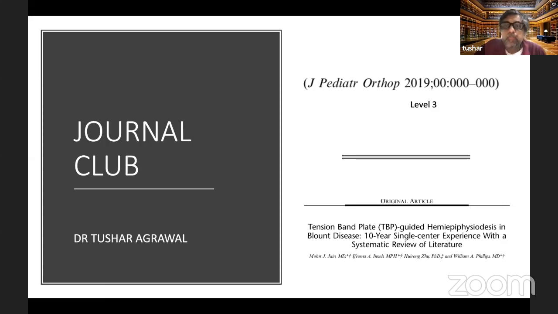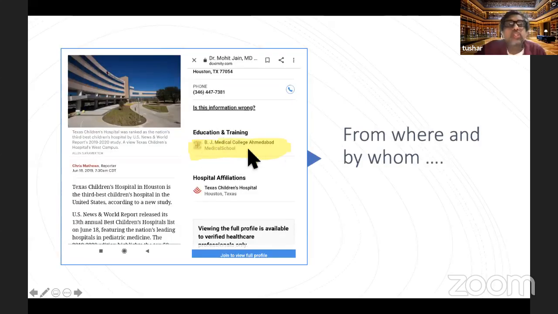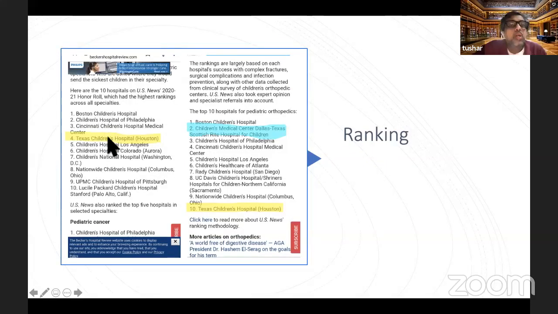Okay, so this is Mohit Jain. He was educated at BJ Medical, Ahmedabad, and he is currently at Texas Children's Hospital. This is how Texas Children's Hospital appears. This year it is number 4 in the list of children's hospitals and number 10 in the list of top 10 pediatric orthopedic hospitals. So they seem to have the top 3 centers in Texas in terms of pediatric orthopedics.